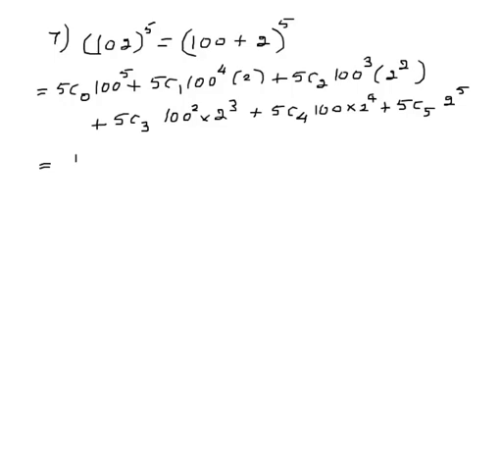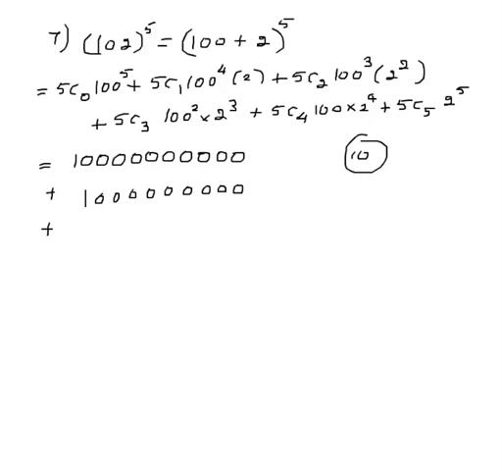5c0 is 1. 100 power 5. 10 zeros will be there. Then next term plus 5c1 is 5, 5 twos are 10, and 100 power 4. 5c2 is 10 into 2 square, 4, 40 times 100 cube. And then next term 5c3.